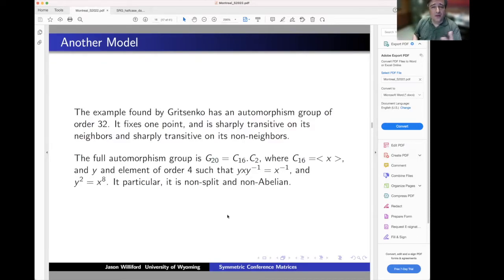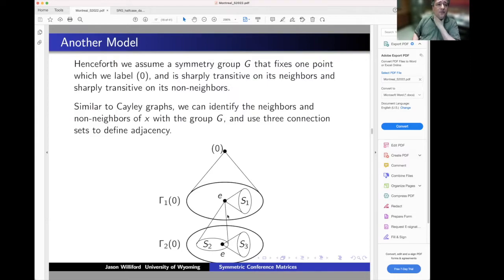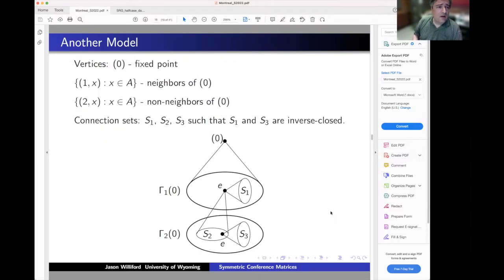So the idea then, when looking at that symmetry group, was to generalize from that. So henceforth, we just assume that we have a symmetry group that fixes a point and is sharply transitive on the neighbors and sharply transitive on the non-neighbors. And so now we end up with 3 connection sets. Basically, S1 and S3, those are in the different subconstituents, and those are inverse closed, like Cayley graphs. And then we have one going across, which is not inverse closed, and in general is the bottleneck for searching for these sorts of graphs.